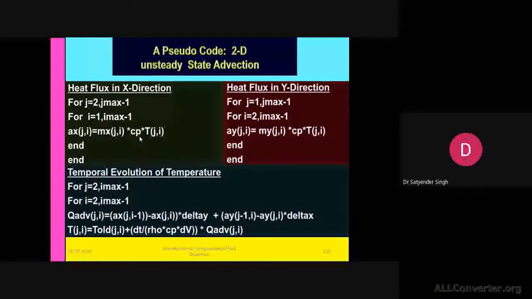This is the last slide of the lecture. So how to implement this in the code? First, we have to define the matrix, then the mass fluxes have to be calculated, and then directly the advection fluxes have to be calculated, which are simply the difference between the enthalpy flux entering and leaving.